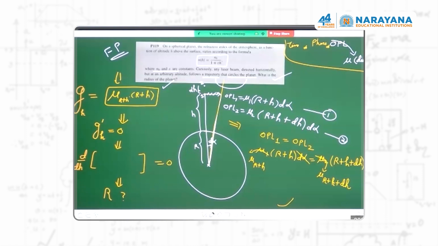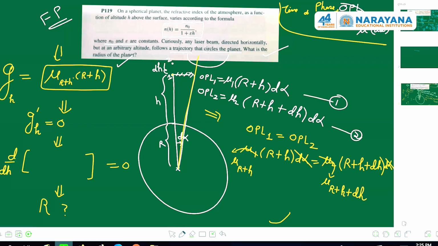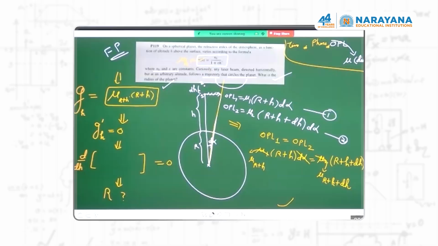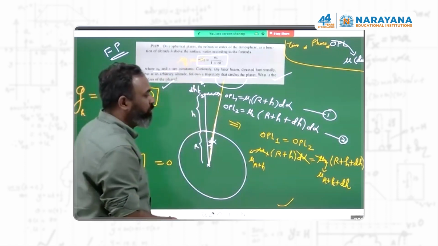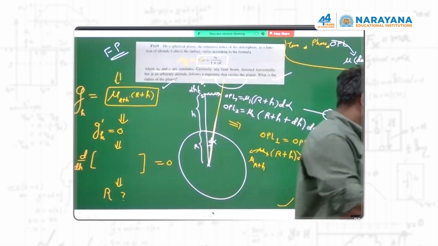Now substitute the result there: n as a function of h, or mu as a function of h, is given to you, which is n naught upon 1 plus epsilon into h. So just solve it out. I think now it is simple. Mu at r plus h is known to you, just differentiate and make it equal to 0. See what the value of r is. I think you will get r from this equation.